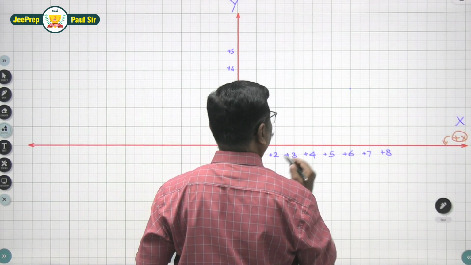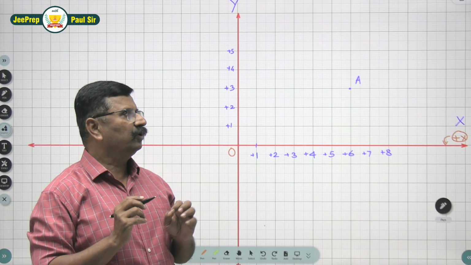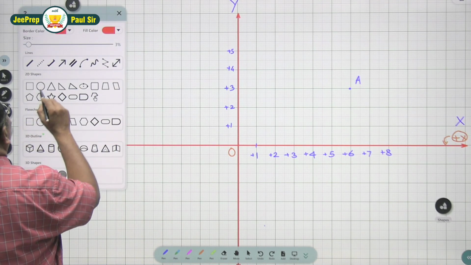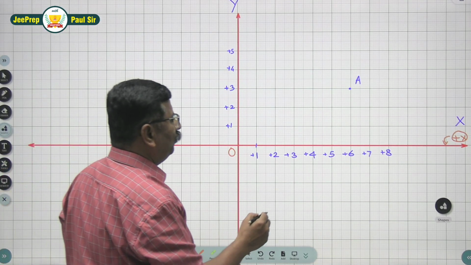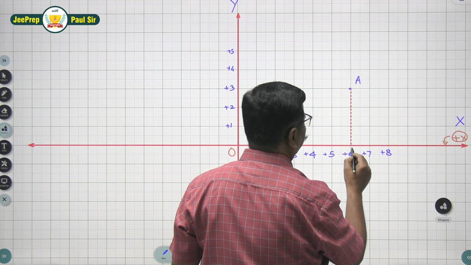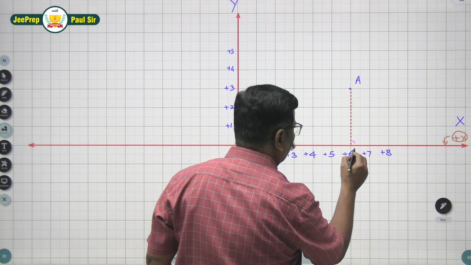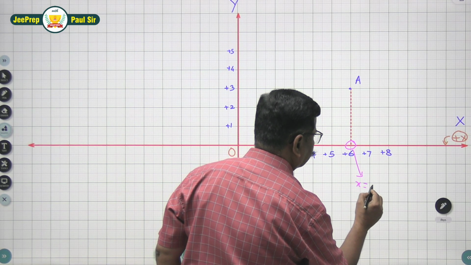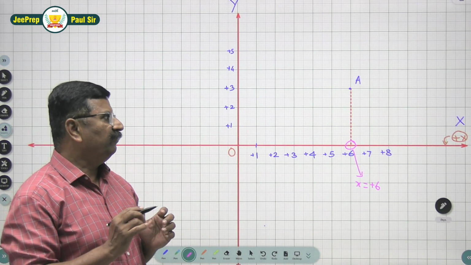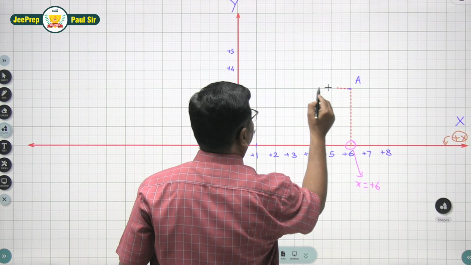Now I want to plot this point, point A. How will I find the coordinates of point A? It is very simple. We have to draw a perpendicular from point A to the x-axis. This is the perpendicular from point A to the x-axis. Then this value of x, that is x equal to plus 6, is the x coordinate of point A. In the same way, we have to draw a perpendicular to the y-axis from point A.